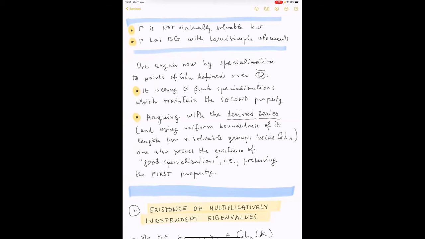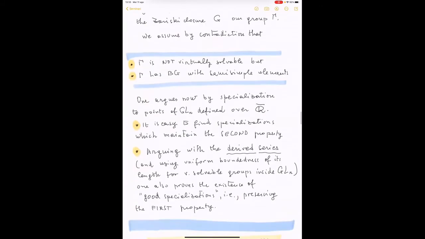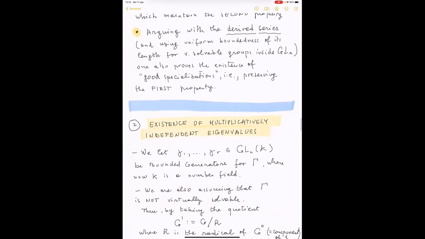So we can argue from now on with a group with the same properties: not virtually solvable, with bounded generation with semi-simple elements, and defined with points over a number field.